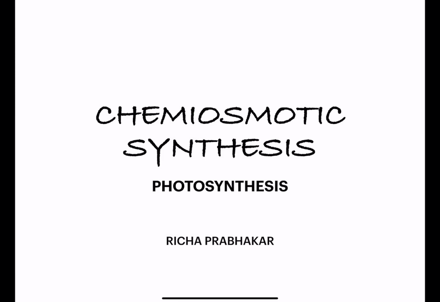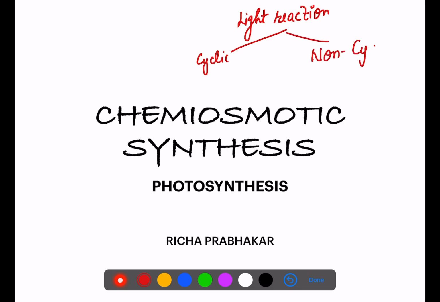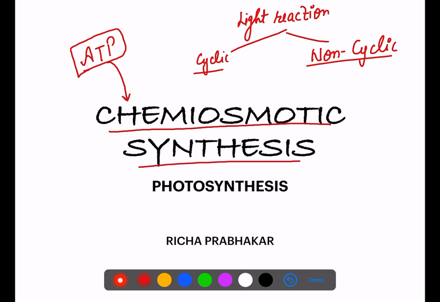So our today's topic is chemiosmotic synthesis. As you know, we are finished with our light reaction, which includes the cyclic phase as well as the non-cyclic phase of photophosphorylation. During this phase we have seen that there is a formation of ATP. How this ATP is synthesized during light reaction is what will be explained and understood.